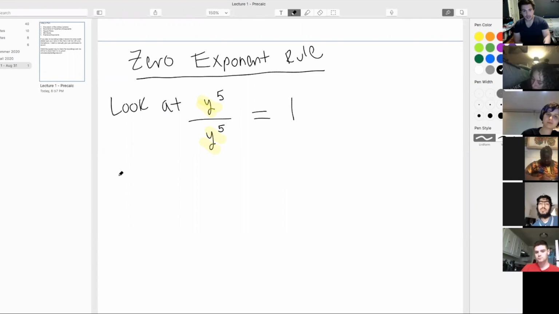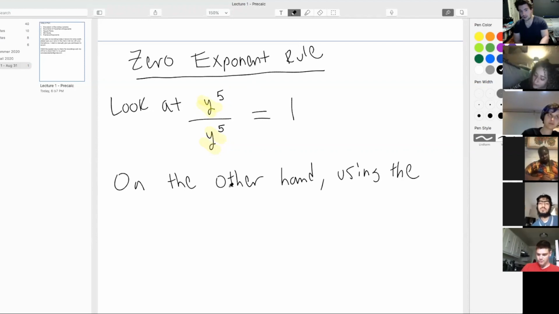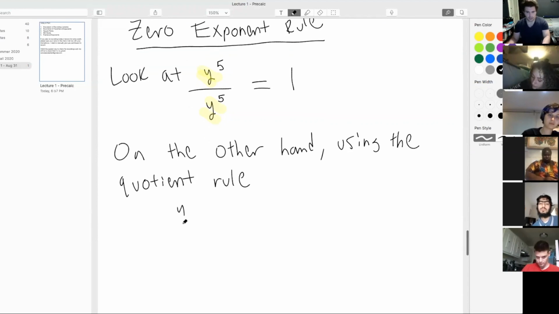However, on the other hand, using the quotient rule, well, we do have a quotient. We have y to the 5th divided by y to the 5th. The quotient rule tells us I should subtract the two powers. So let's do that. This is totally fair. This is totally valid. So y to the 5 minus 5, and that's y to the 0.